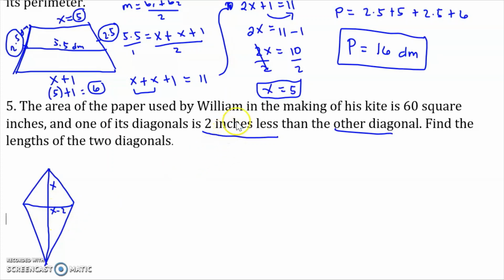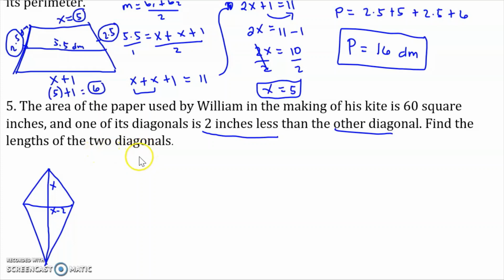Ba't naging x minus 2? Kasi sabi sa description, 2 inches less than the other. Di ba yung other is x? So, minus 2 lang daw. X minus 2. So, ayan. Meron na tayong given na dalawang diagonal. So, sabi dito, find the lengths of the two diagonals.